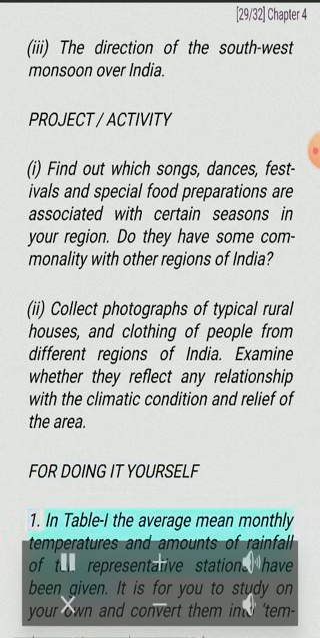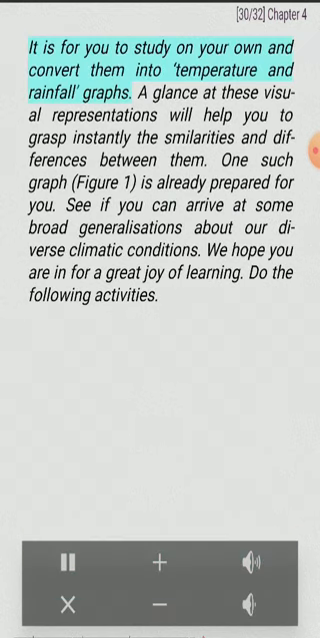For doing it yourself. 1. In Table 1, the average mean monthly temperatures and amounts of rainfall of 10 representative stations have been given. It is for you to study on your own and convert them into temperature and rainfall graphs. A glance at these visual representations will help you to grasp instantly the similarities and differences between them. One such graph, Figure 1, is already prepared for you.